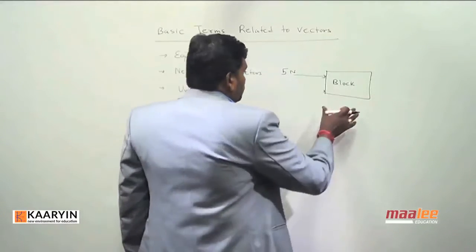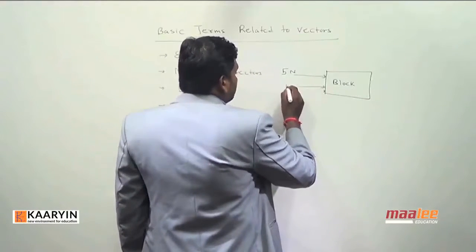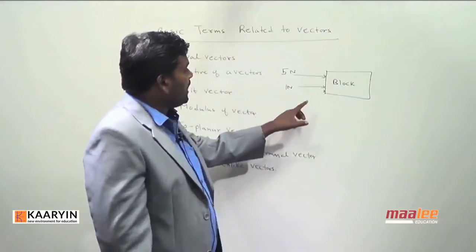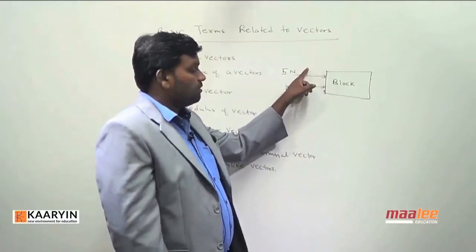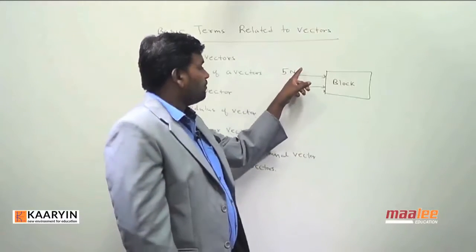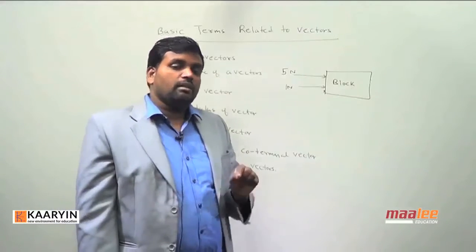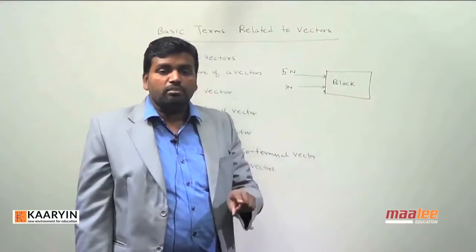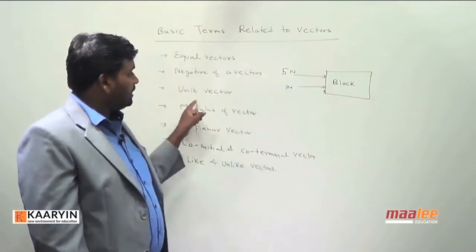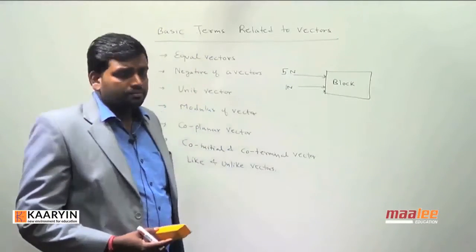Example, suppose on this block you are applying force of 5 Newton, one of your friends is applying force of 1 Newton. So now see, what is the magnitude of your force? 1. What is the direction of your force? It is same as the force of your friend, correct? So we will say your force is unit vector of your friend's force. So the vector which is having unit magnitude and same direction as of the original vector, that vector is known as unit vector. Equal vector I will discuss in somewhat more detail.